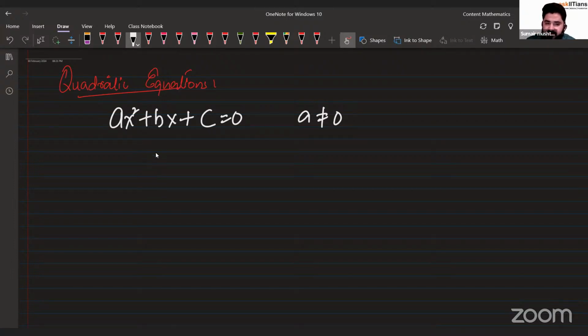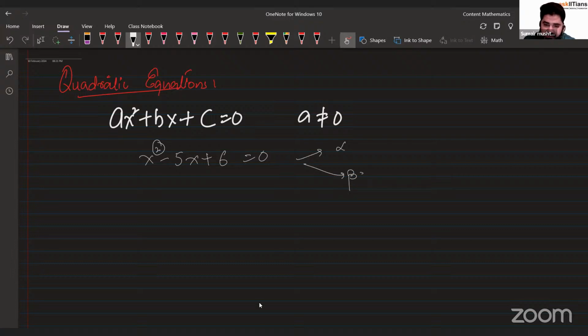Now you know you can factorize. Let us suppose you have x square minus 5x plus 6 is equal to 0. We know the degree of this quadratic equation is 2, right? So how many roots does it have? It has two roots, okay? It has maximum two roots. Let us suppose the roots are alpha and beta.